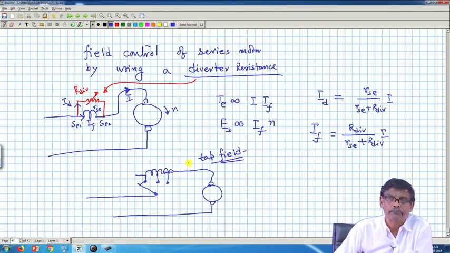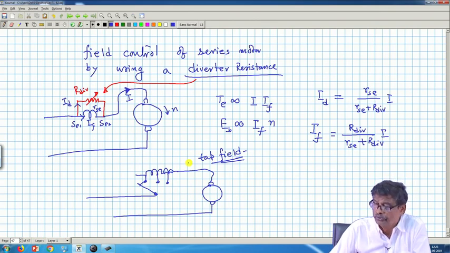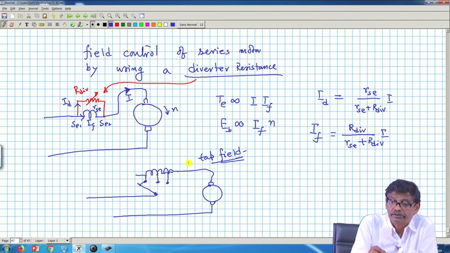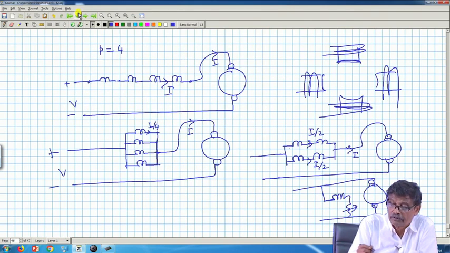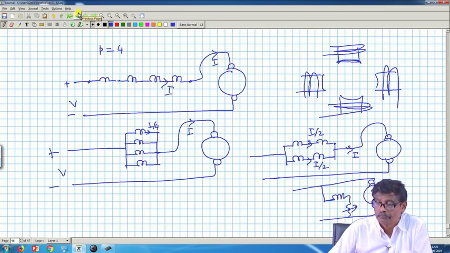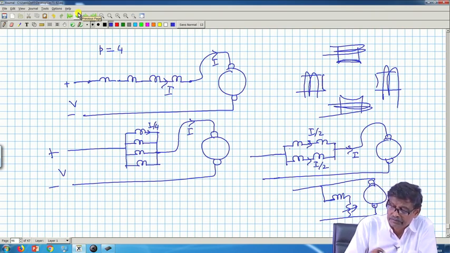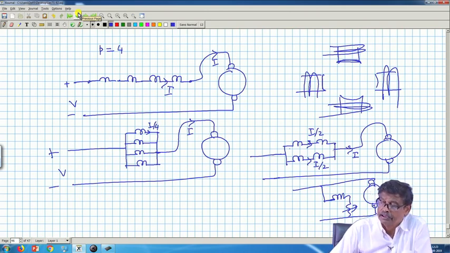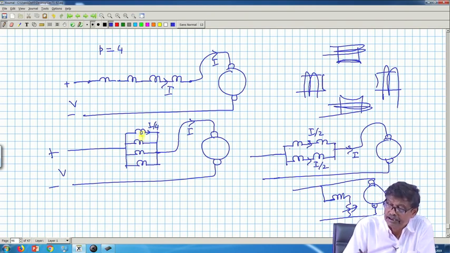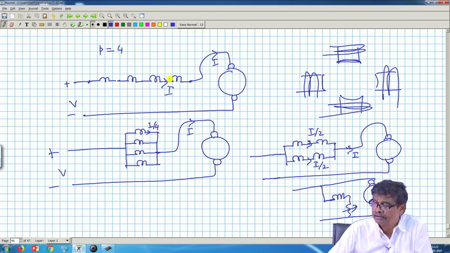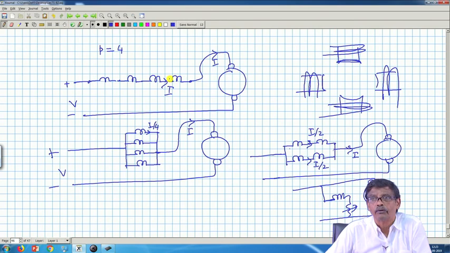Those notes have been uploaded, go through them and try to find out several aspects of speed control of a series motor by controlling the armature, not armature separately, supply voltage, terminal voltage, by controlling the field current. These are very nice things. So, the field can be connected in series, parallel, and several flux weakening schemes can be incorporated.